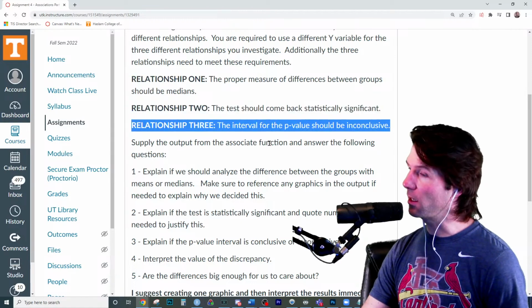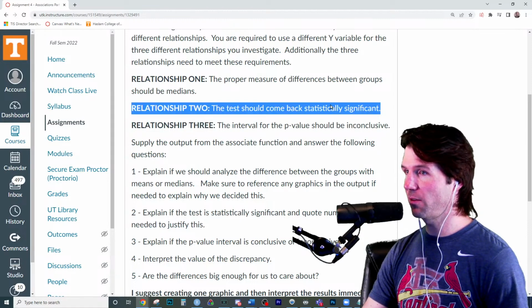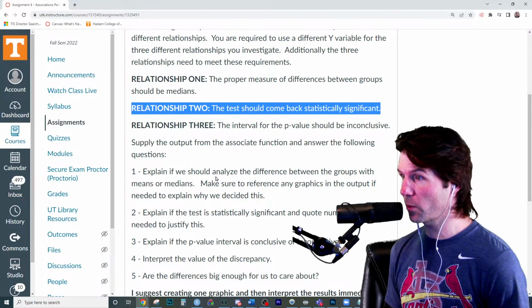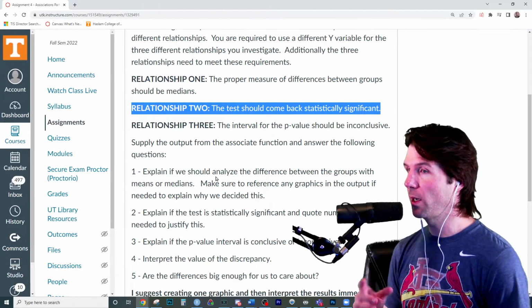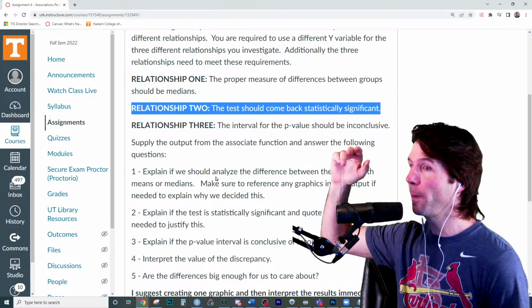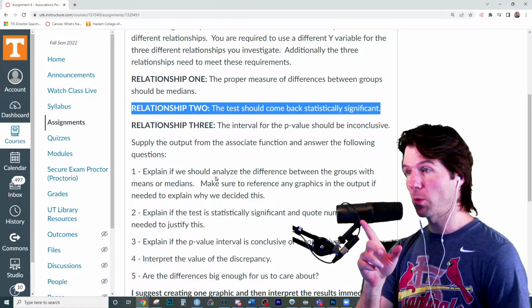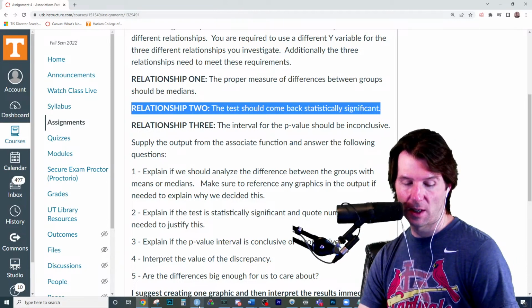This one wants a test to be inconclusive. We don't have that requirement. So we need a statistically significant test right here, and there are 3 different relationships you need to do. You need to do this at least 3 times. So you might have to do it more, but this one satisfies relationship number 2, where the requirement is that it has to come back statistically significant. So we have found something statistically significant.